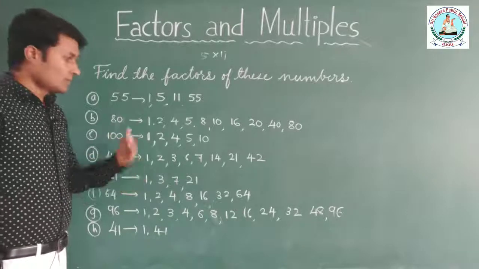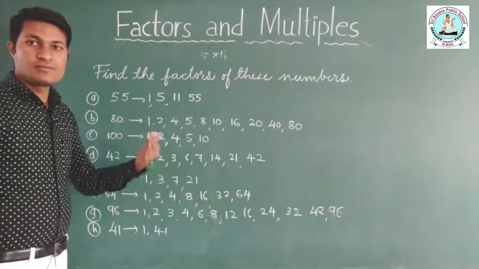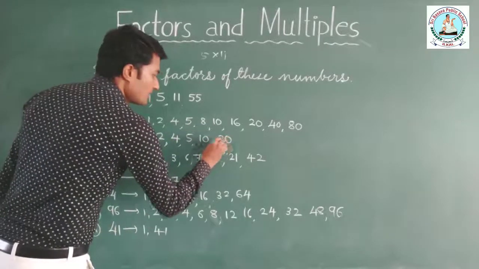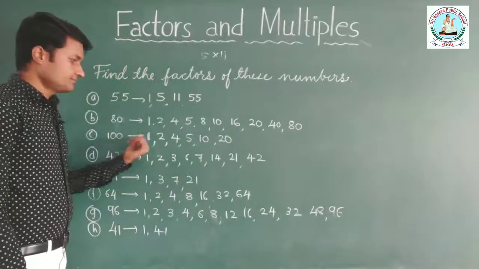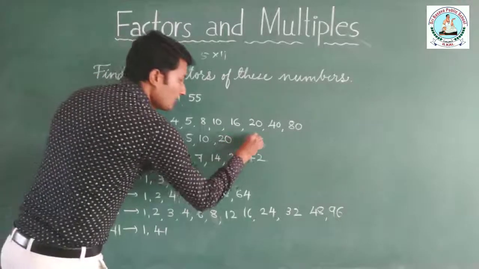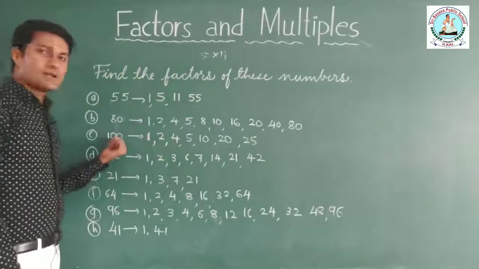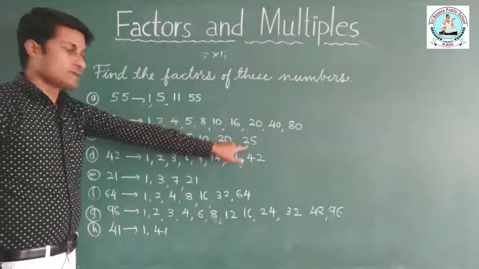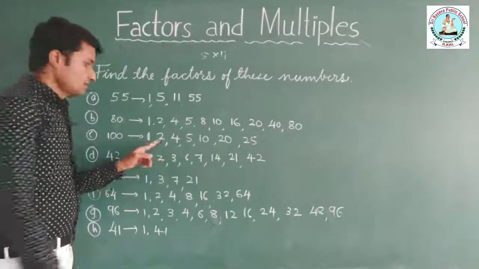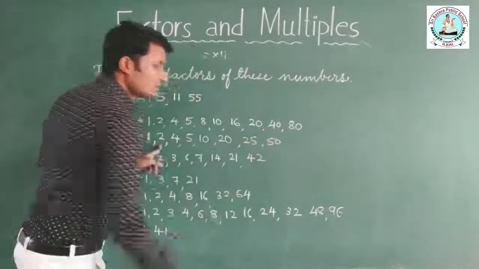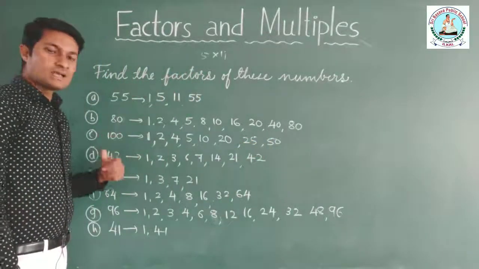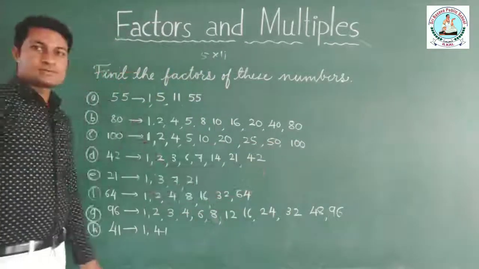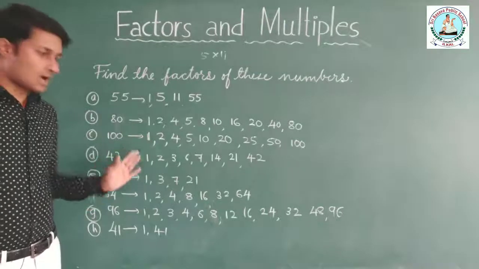Next 11, 12, then 13, 14, 15, 16, 17, 18, 19, 20. Yes, 20 5s are 100. Next, 25 4s are 100. So that's why in the 25th table 100 comes. That is why I have written it here. Next, just go on checking here. 50 times 2 is 100, and lastly 100 times 1 is 100. So that is why these are the factors of 100.